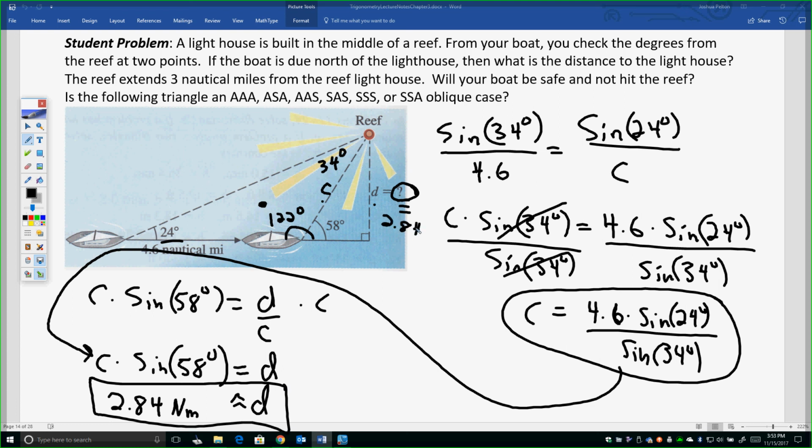So the question here is, do I die? Since the reef extends out 3 miles, and I'm 2.84 miles from the reef, from where the lighthouse is, that means I'm going to die. If I was more than 3 miles, I would live. But you're fish food at this point. That is the end of part 3.